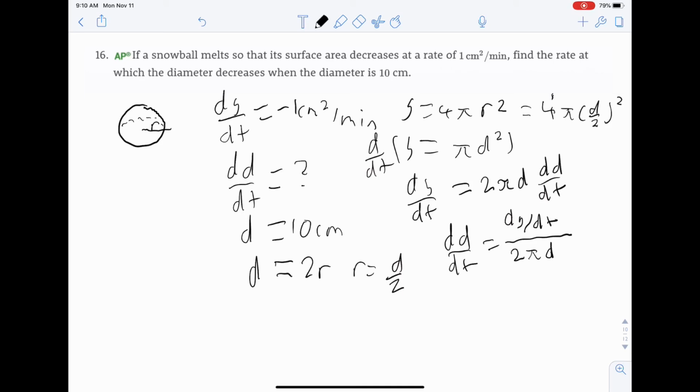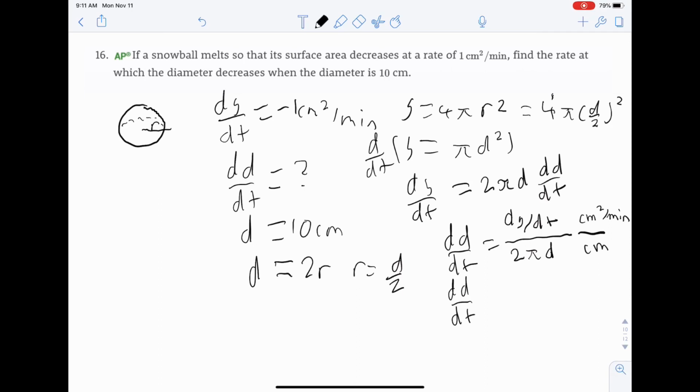So now, while we've got it right here, we'll solve for our units. dS/dt is in the unit centimeters squared per minute, and this is just in centimeters, like it says d. So one of the centimeters is going to cancel out, so that'll just leave us with centimeters per minute.